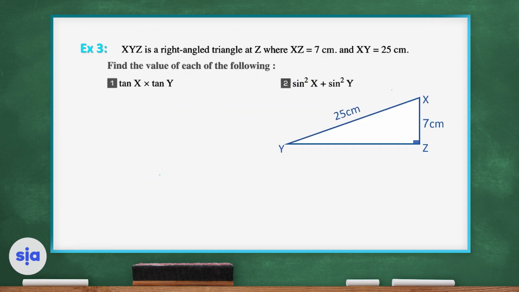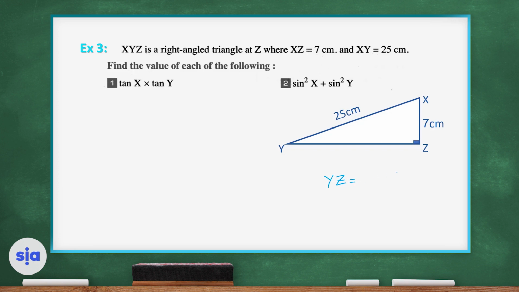Exercise 3. XYZ is a right angle triangle at Z where XZ equals 7 centimeters and XY equals 12 centimeters. Find the value of each of the following. The first thing the question wants us to find is tan X times tan Y. For sure, we need first to find the length of YZ.